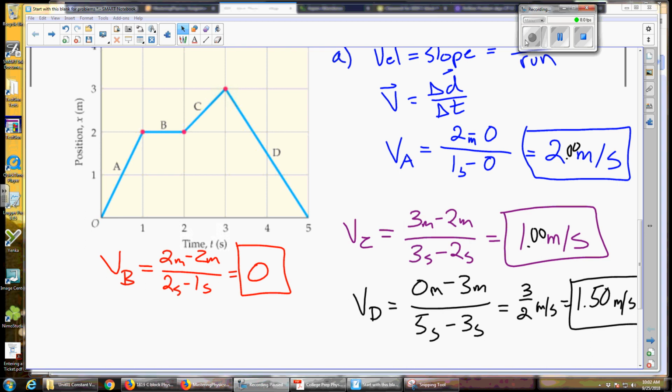Yeah, I forgot to write the negative sign there, because it's not 3 over 2, it's negative 3 over 2. And so I should get a negative slope here. See, when I rush, it just all falls apart.